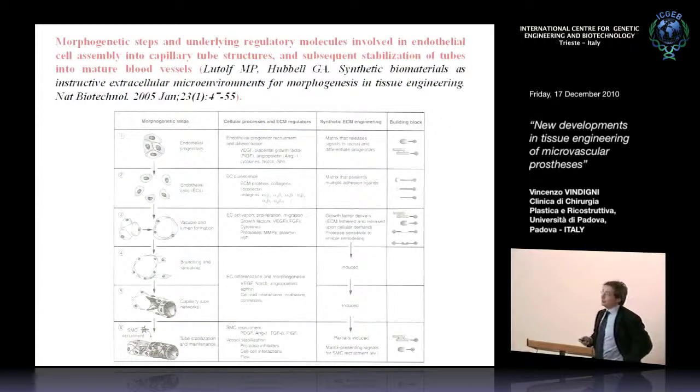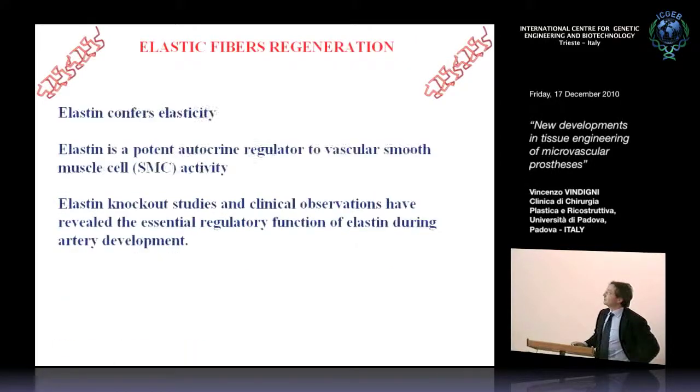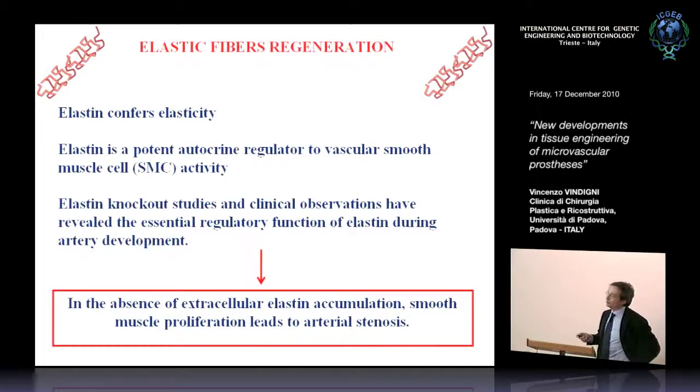Then using this prosthesis in a rat model, we were able to reproduce the morphogenetic events needed for artery regeneration. First, the endothelial progenitor and the mature endothelial cells, then the activation of smooth muscle cells, and finally, the complete regeneration of the small vessel. It is important to underline that in the absence of extracellular matrix elastin accumulation, smooth muscle proliferation led to arterial stenosis. The interaction between elastin and muscle vascular cell proliferation and differentiation is well demonstrated.